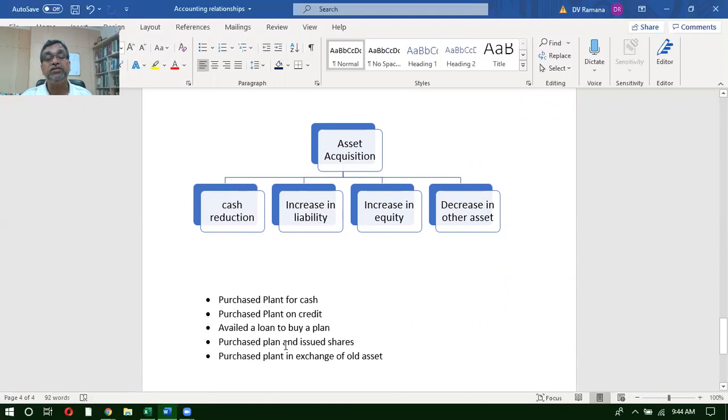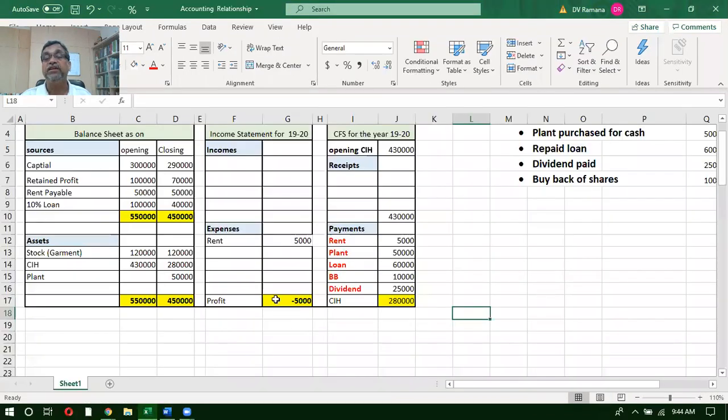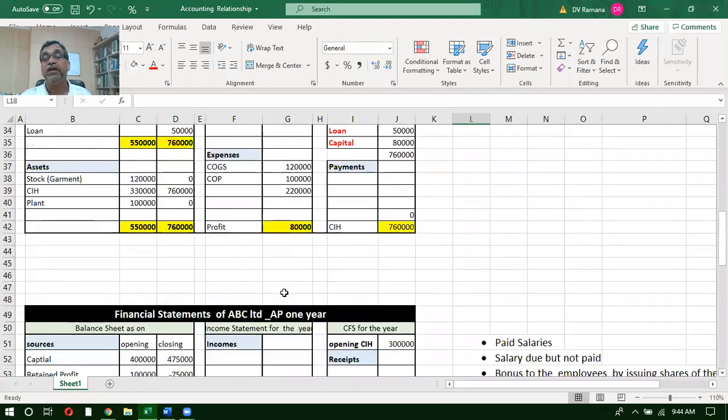Purchase of plant by issuing shares is an acquisition of asset and an increase in equity. Purchase of plant in exchange of an old asset is a decrease in other assets. Okay, so let us take the final example.